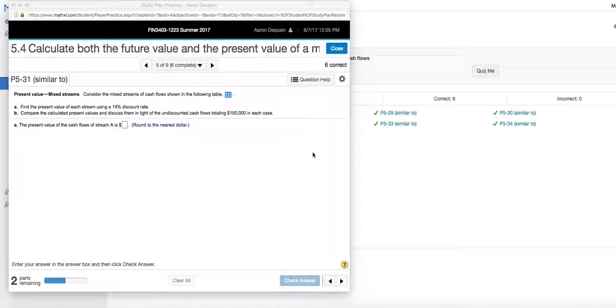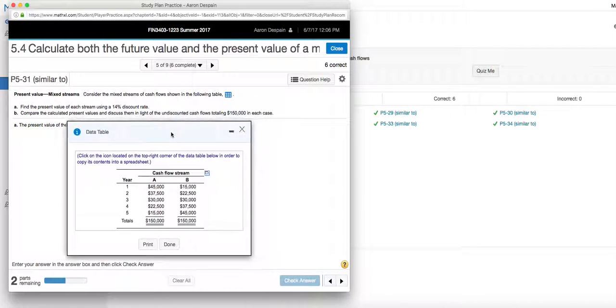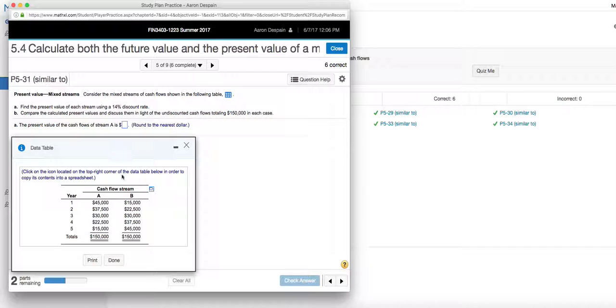So here we have problem 5-31, and this is a problem that looks at some more mixed streams of cash flows. So let's open up the table and see what we have. We have two different sets of cash flow streams, A and B. We've got 5 years of data for each. Looks like there are different figures for each year, so not a problem. You can see how they both total $150,000.